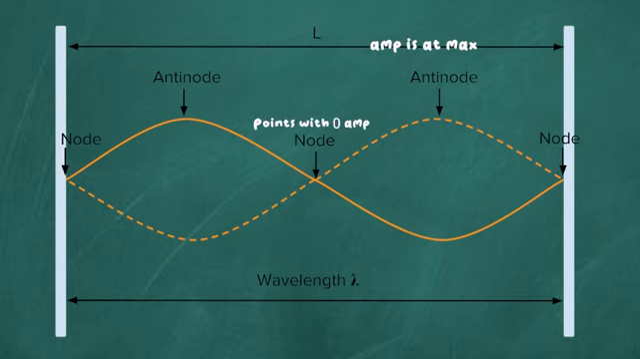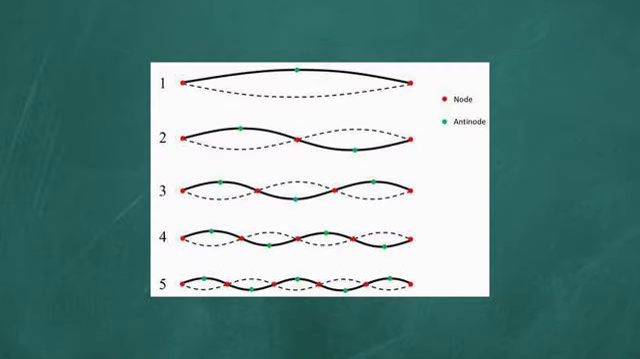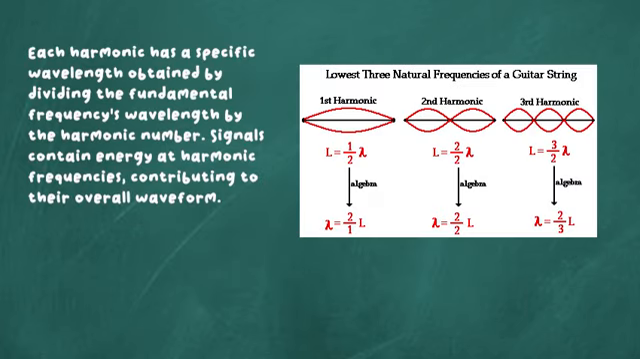Amplitude is at maximum at antinodes. The string will be stationary at the nodes and other sections. If vibrating rapidly enough, it will appear to the human eye to create loops. More nodes mean more energy. Each harmonic has a specific wavelength obtained by dividing the fundamental frequency's wavelength by the harmonic number. Signals contain energy at harmonic frequencies, contributing to their overall waveform.